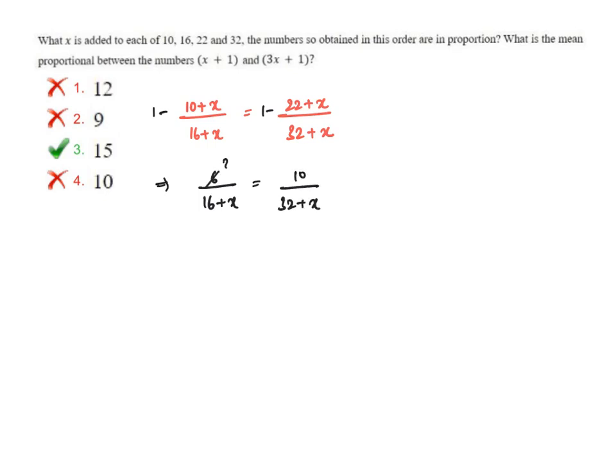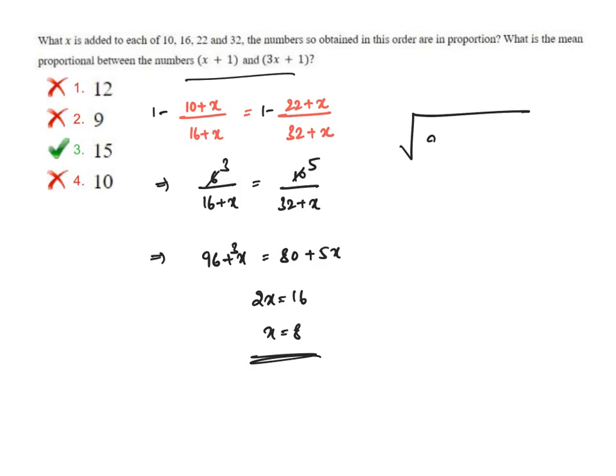So simply cancel it. 3 1s are 3, 5 1s are 5. So 96 plus 3X is equal to 80 plus 5X. Therefore 2X is equal to 16. X is equal to 8. So substitute in this, you want the mean proportion, that is 9 into 25. 3 into 5, the answer is 15 here.